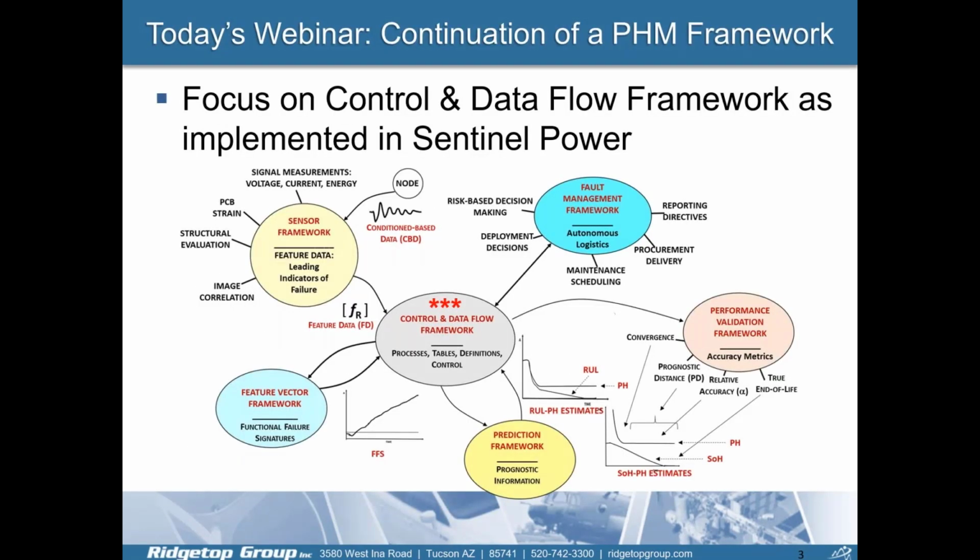Today's seminar is a continuation of the PHM framework, what we refer to as a framework, and also the PHM Society and the ongoing PHM Standards Committee. You have a sensors framework, you have a feature vector framework, which is basically signature and data processing. You have a prediction framework. You have a control and data framework, which controls the flow of data from a sensor to signature processing to a prediction, and then the forwarding of prediction information to a fault management framework. Of course, the lines blur somewhat because some function is done in a Smart Probe, for example, while other functions are done offline in batch mode processing.